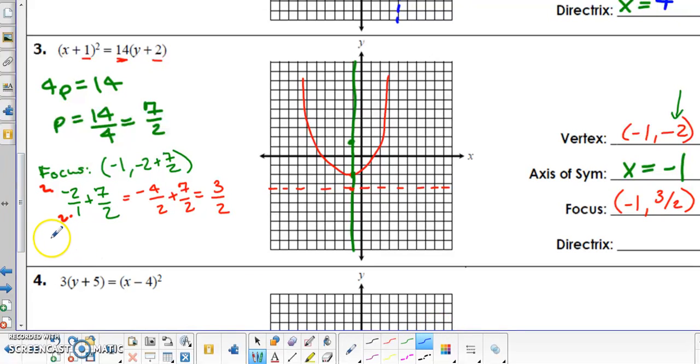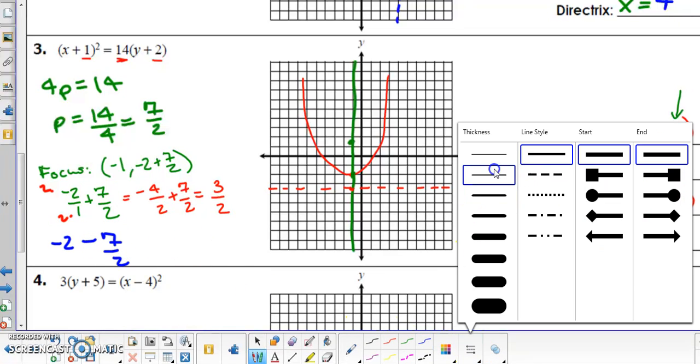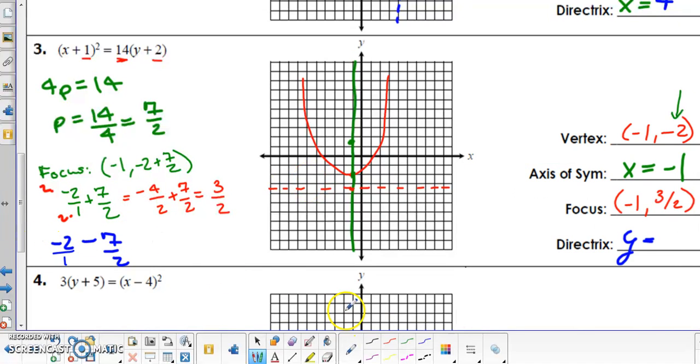So now to find my directrix, I have to take the same coordinate point. So that negative 2, since this is an x equals here for the axis of symmetry, the directrix is going to be a y equals. So I'm going to take that negative 2 and I'm going to subtract p. So p is 7/2, so I'm going to do this. And so I'm going to put this over 1, multiply by 2, multiply by 2, negative 4 over 2 minus 7/2. That's going to get me negative 11/2. Negative 11/2 is 5.5. So I'm going to go down to y equals negative 5.5.